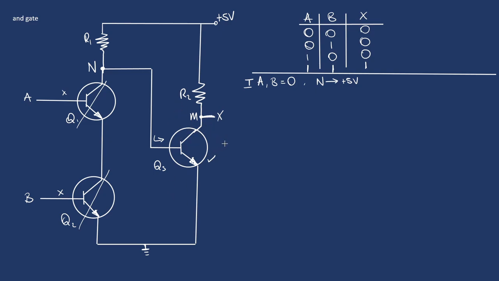Since this transistor is turned on, it forms a closed circuit all the way from junction M after R2 connected to ground, which is at 0 volts. Since this is connected to ground and there's no load from M to ground, node M is also at 0 volts. So recall, node N is raised to 5 volts because both of these are open. Node M is dropped down to 0 volts since transistor Q3 is active. And since it dropped down to 0 volts, X is also equal to 0.